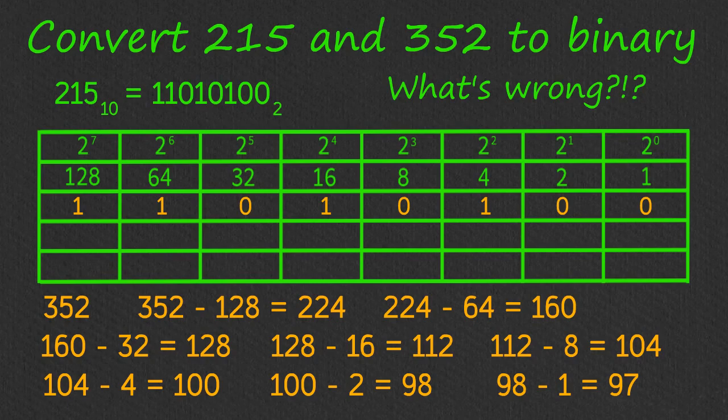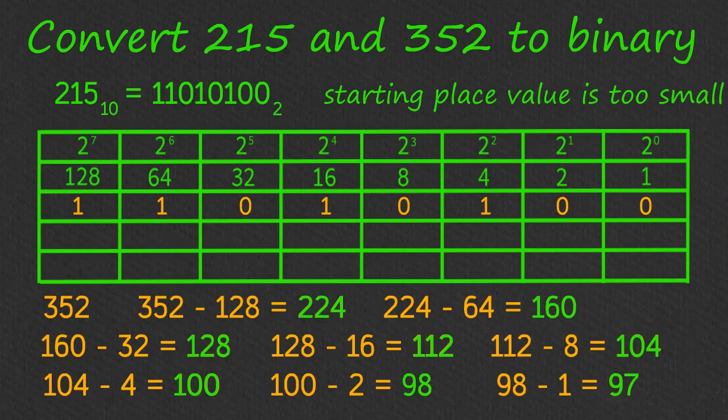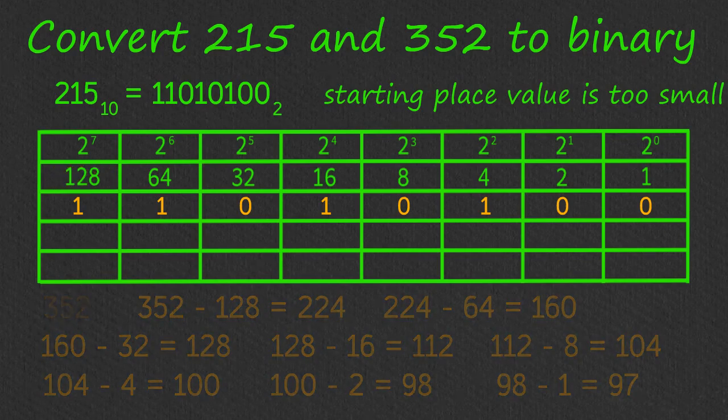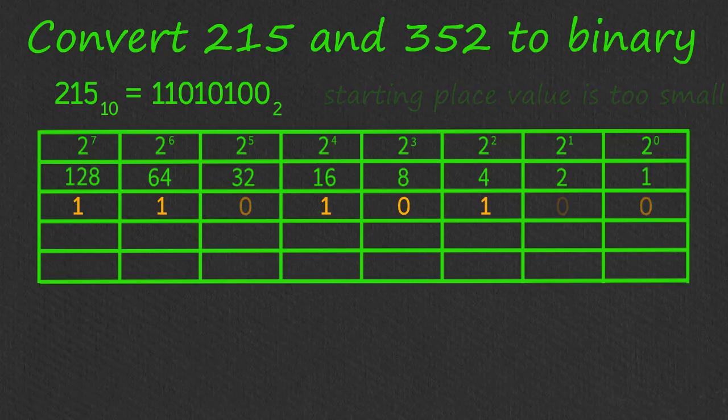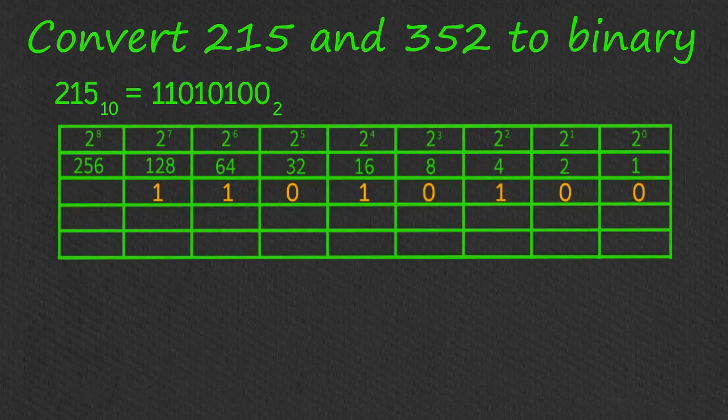Actually, if we look at the remainders at each step in the calculations, they are way bigger than the next available place value. This indicates that we started with a place value that is too small for our number. Our place value table has the highest place value of 128, as I just stopped at this value. But this is too small for 352. Let us add another column with the next place value up, and let us start again.